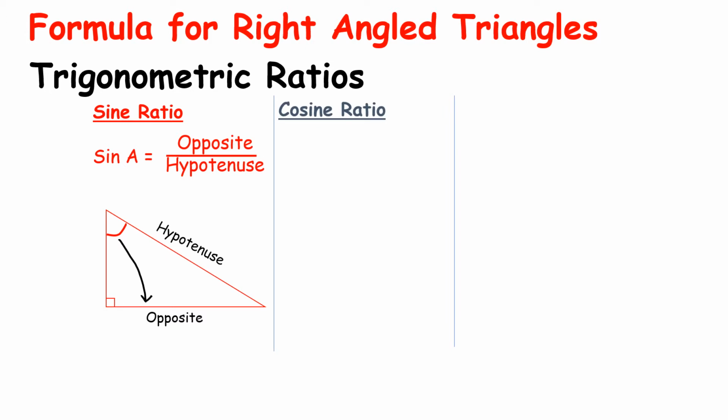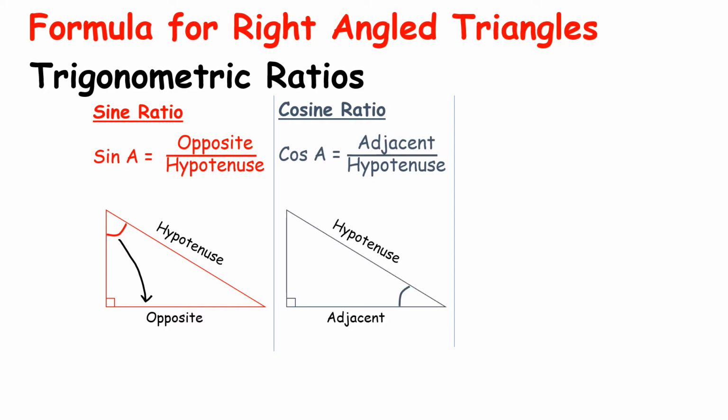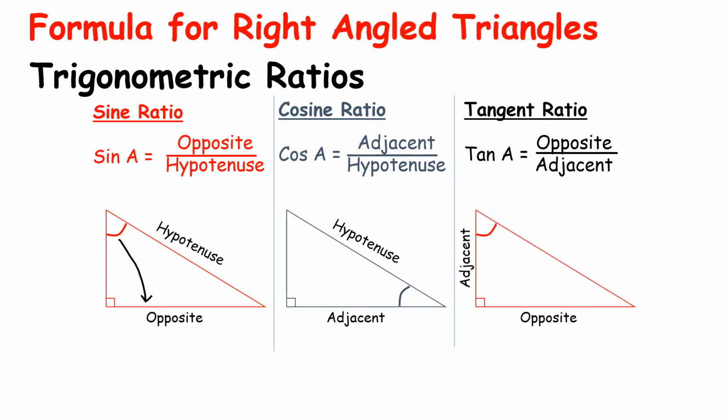Then we have the cosine ratio, or what's known as cos. Cos of A is equal to the adjacent over the hypotenuse. In this case, the angle is beside the side, so that side that's beside the angle is adjacent. And the last one is our tangent ratio, or simply known as tan. Tan of A is equal to opposite over adjacent. Again, remember, I'm constantly looking, the angle is opposite.